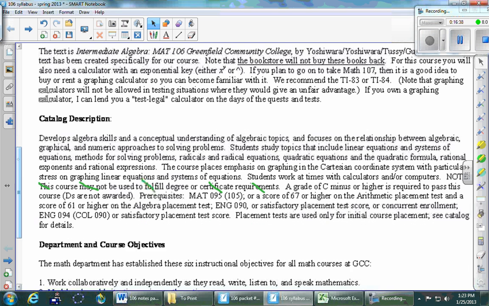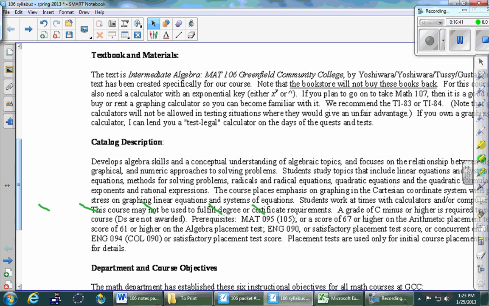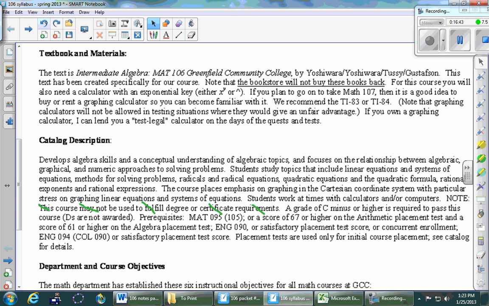Okay, the textbook information is there. I want to highlight one line here. That's not how we highlight. Sadly, the bookstore will not buy the textbook back for this class. It is specifically designed for this class at GCC. So there isn't really any resale value in terms of the bookstore. You might be able to sell it to somebody else who's going to take this class next semester, but I just wanted to put that there.